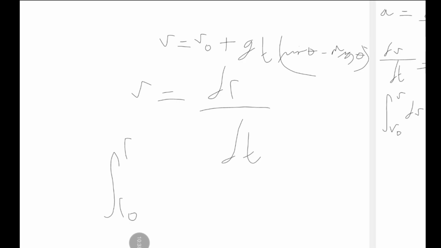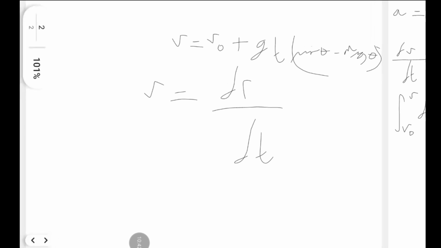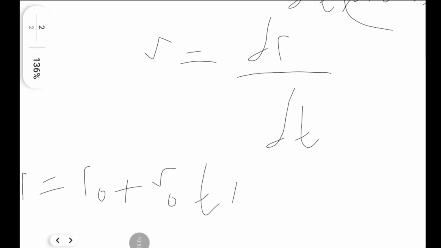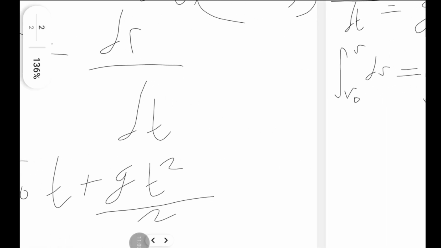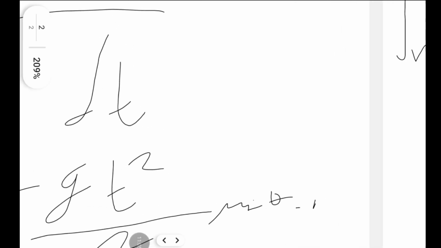It's the same thing. And once you actually work that out, you end up with a final formula for general position. It's going to equal r is equal to r0 plus v0t, from integrating v0, and then add g t squared over 2, times sine of theta minus mu cos of theta. That's the general formula we have.